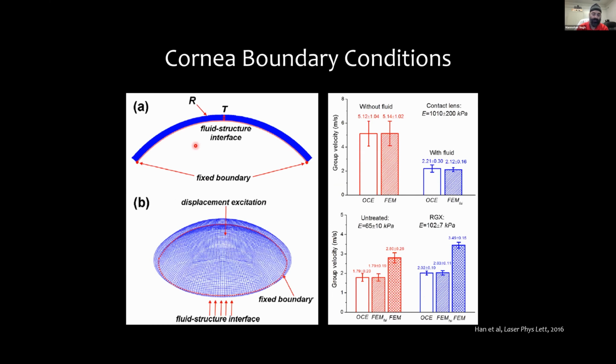And again, we've done finite element modeling studying the presence of the fluid-structure interface, just to show the importance of the boundary conditions. Using OCE here, we use a contact lens and we have a wave speed without the fluid of about 5 meters per second. And then we add the fluid and that decreases pretty drastically to 2.2 meters per second. So that's a very stark difference in the wave speed, even though the stiffness of the material is exactly the same.